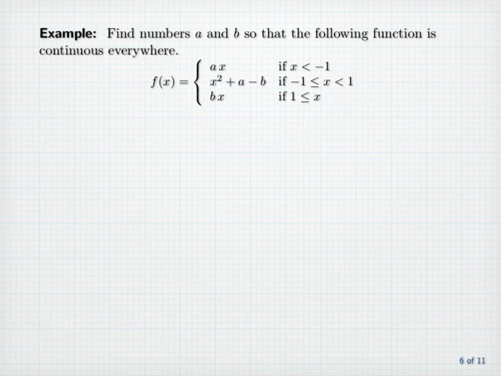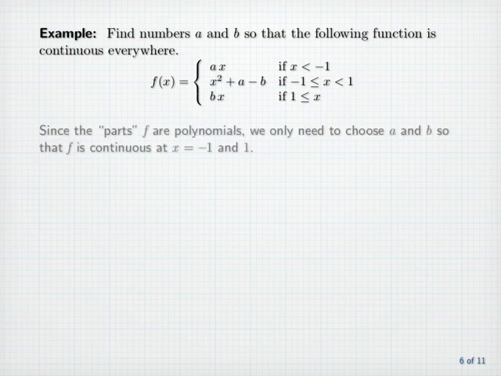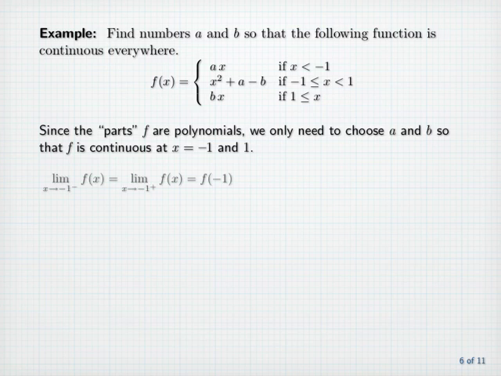Since the parts of f are polynomials, we only need to choose a and b so that f is continuous at minus 1 and 1. In order for f to be continuous at minus 1, we want the limit as x approaches minus 1 to exist, which requires that the two one-sided limits exist and be equal. And we also want that common value to be the same as the value of the function at minus 1.